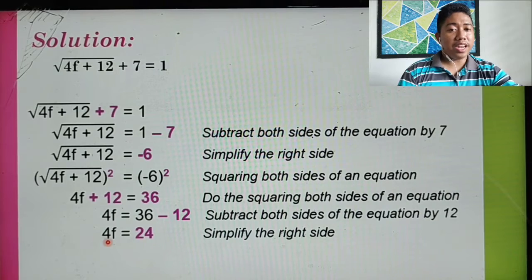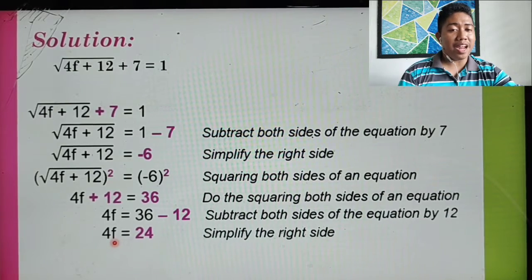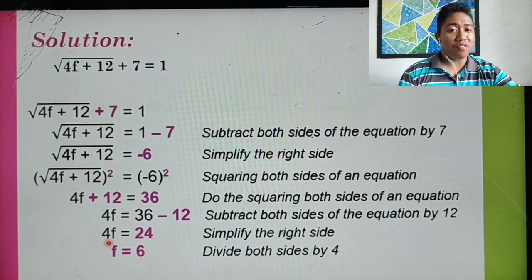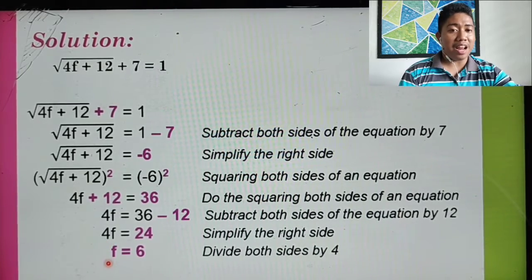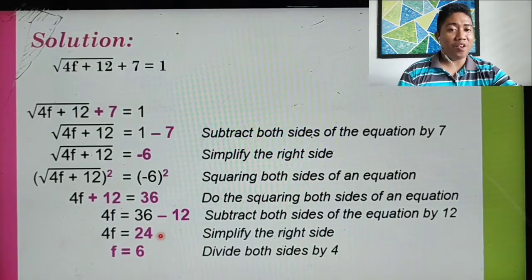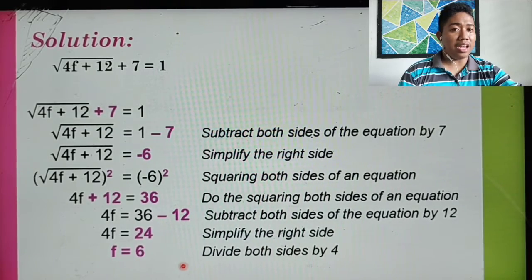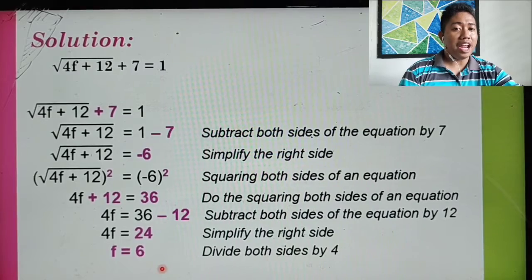And then, since the given numerical coefficient of f is 4, to solve for the value of f, divide by the numerical coefficient of f. So divide by 4, so 4 divided by 4 is 1, or just f. And 24 divided by 4 becomes 6. So f is equal to 6, and that is our solution to the given equation.